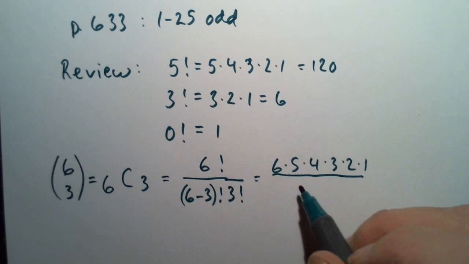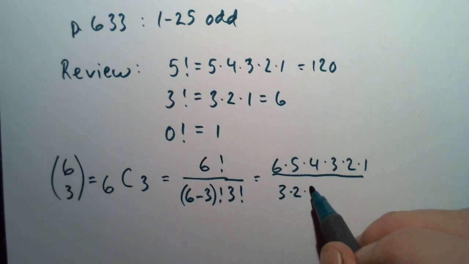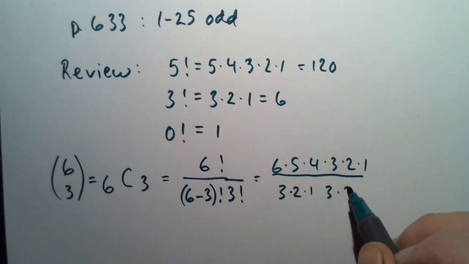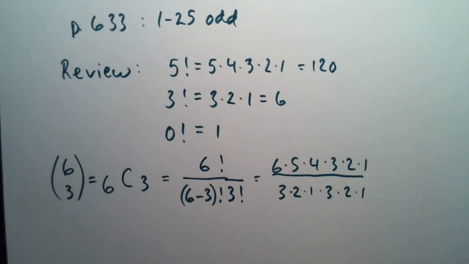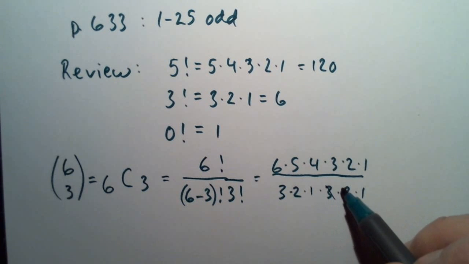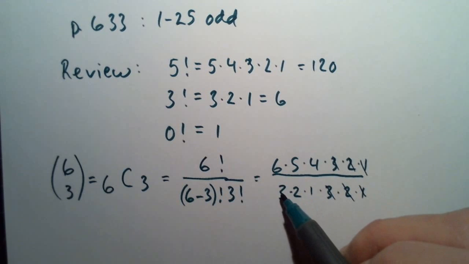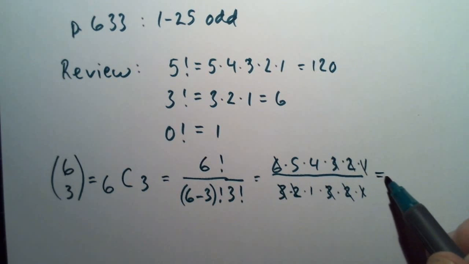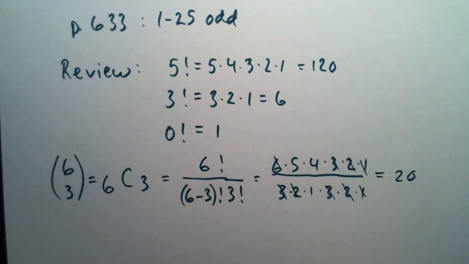And this will be a 3 factorial, and this is a 3 factorial. Remember, we can't have 3 times 3 and have 9 factorial. We have to do 3 factorial separate from this 3 factorial. And then we just cancel as much as we can, and we get 20.